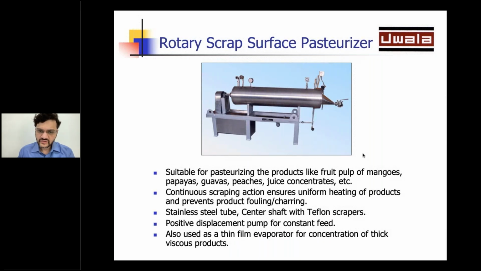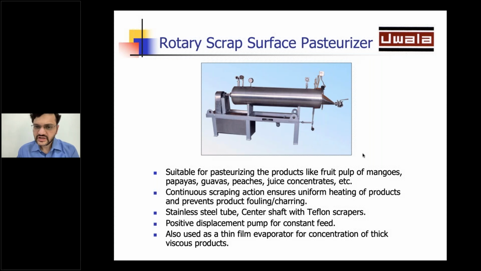The next machine as part of this line is a scrape surface pasteurizer. Again, this is a very essential machine as part of this line. Here the product is heated to a temperature of about 80 to 90 degrees centigrade. Without pasteurization, you cannot preserve pulp.